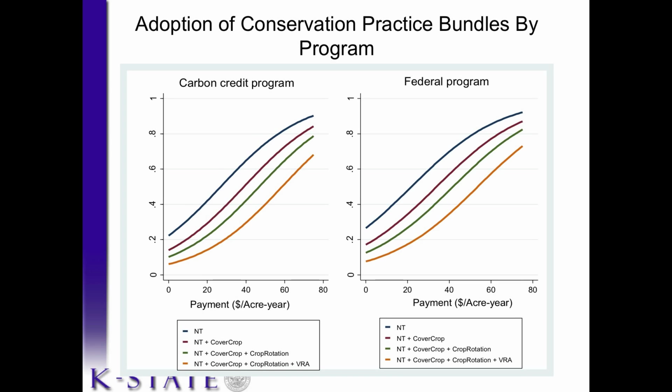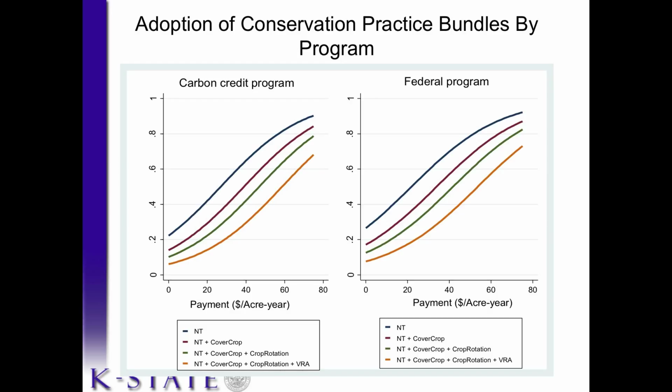These are the probability curves we actually estimated from this experiment. And so this is the probability of actually adopting a contract. And what we have is the top curve is one practice, no-till. Then you go to no-till plus a cover crop. Then add a crop rotation, and then do all 4. And so as you'd expect, when you keep adding them, the probability of adoption goes down. So this is adopting the most intense, and this is the least intense.